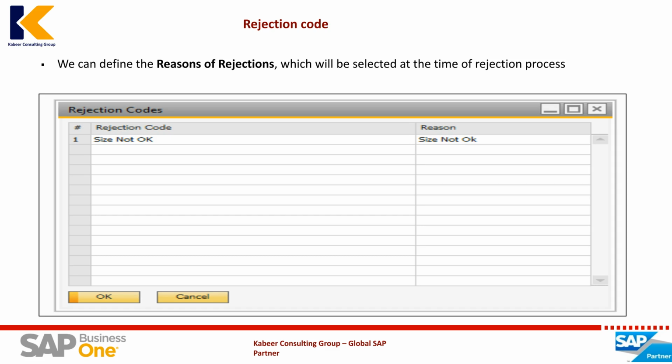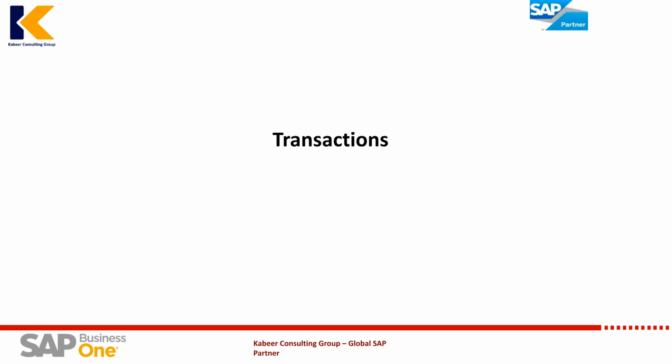The Rejection Code screen is where we define the reasons for rejection. These reasons will be selected during the rejection process for non-conforming items. Now let's explore the key transactions managed by the Quality Management Add-on.